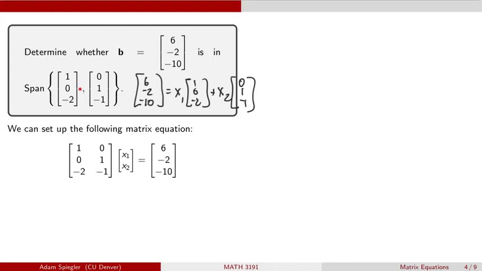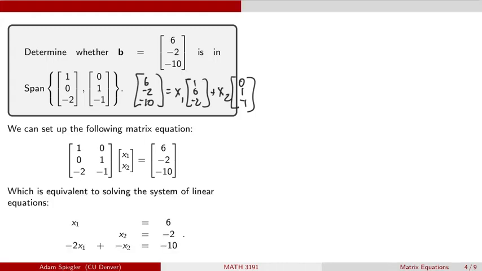Namely, we create a matrix of column vectors for each vector in the spanning set. We have a vector of our weights, and then we want to see whether it's possible to find weights x1 and x2 so that we wind up with vector b on the right side. Prior to learning about matrix vector multiplication, we expressed this same question as a system of linear equations. In this case, we have a system of three linear equations with two unknowns, the two weights x1 and x2.